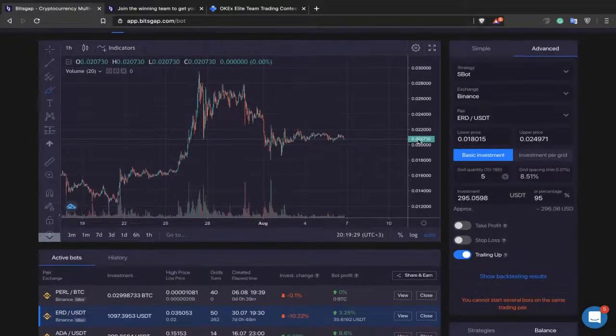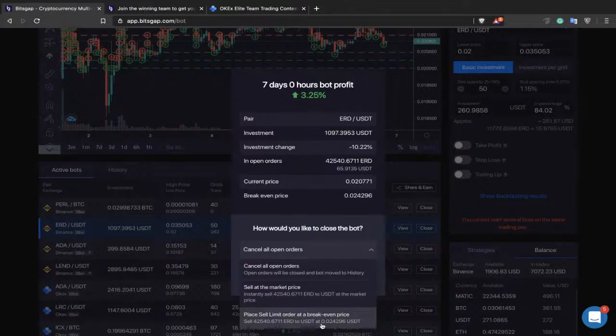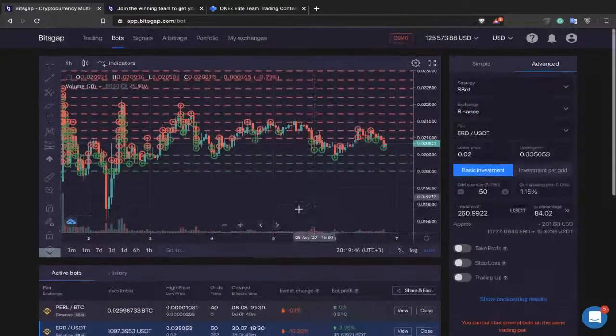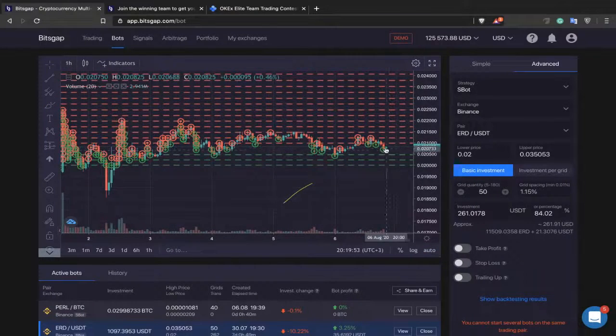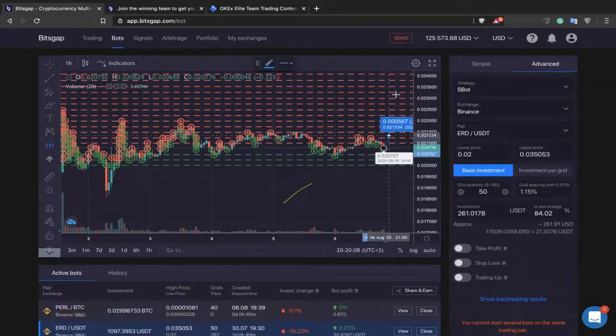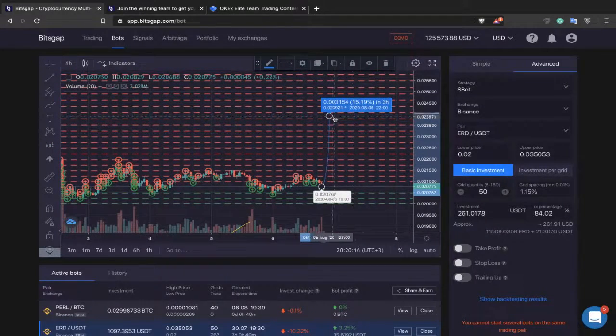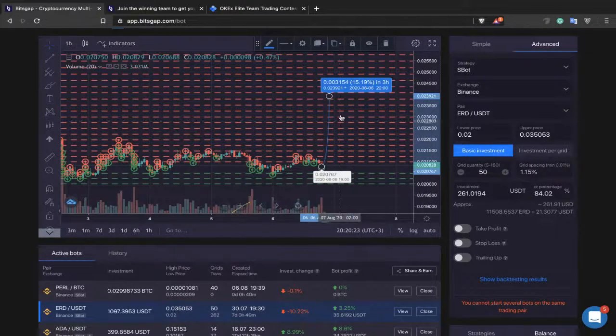The price is now 0.02, and if I click on close and select the break-even, the break-even in this case is 0.024. So on a chart, from that current price, the price must move up to 0.024, which exactly corresponds to 15% of growth. So you must wait for the price to grow by 15% so that you will exit the market having only a 0% investment change.